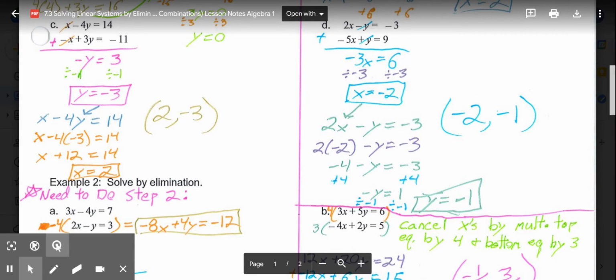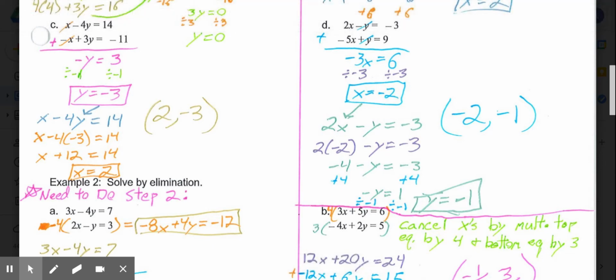Then, once we already have that answer, y equals negative 3, we want to sub that back into one of the two equations. So I'm putting it back into the top equation. x minus 4y equals 14. Put the negative 3 in for y, so we end up with x plus 12 equals 14. Subtract the 12, and x equals 2. So our ordered pair would be 2, comma, negative 3.